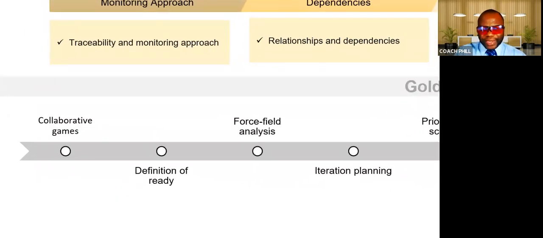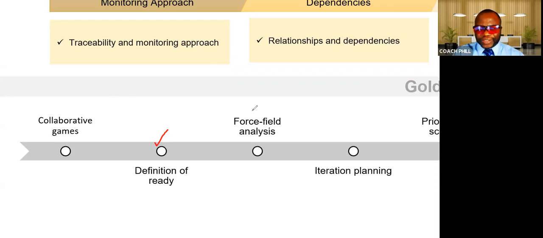So collaborative games, we've already talked about this. We have games used to better understand the requirements, to elicit the requirements. Here we have the definition of ready, DOR. Remember, we talked about the INVEST acronym. So when we say a story is ready, we're really saying it's ready to be worked on.